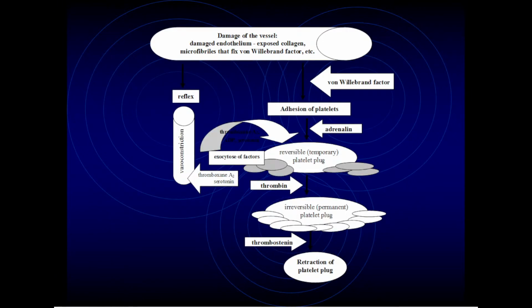Vascular spasm. Damage to the wall of the blood vessel leads to a rapid smooth muscle contraction. This may help to narrow the vascular defect and reduce blood flow. Vascular spasm alone, however, cannot arrest blood loss.